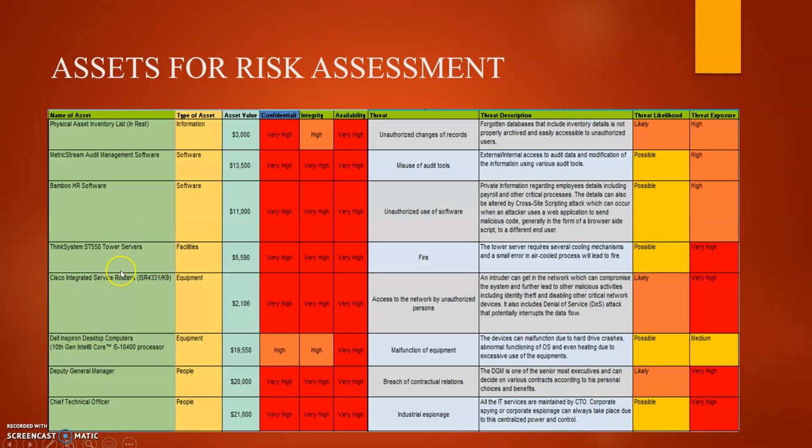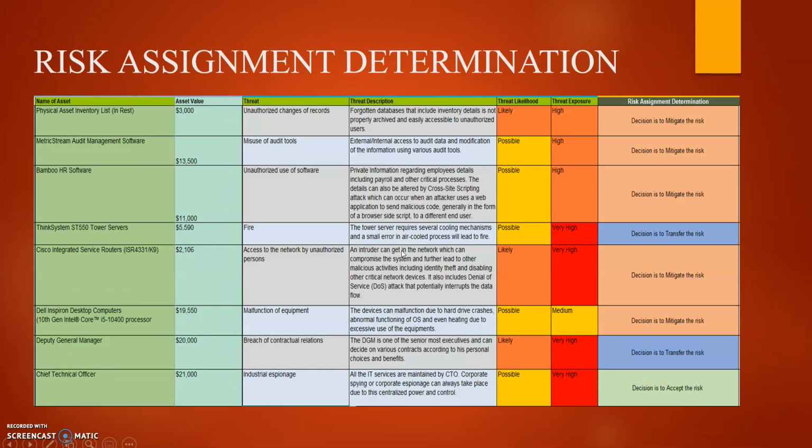Those 18 assets are a further breakdown of the 8 assets, and these assets would be used for all the risk assessment and analysis purposes as well. Here we can see that we have only focused on 8 assets, depending on the type of assets, which can be information, software, facilities, equipment, and people. These are also based on the CIA triad and their impact, which can be high, very high, or low. We can also see various threats and threat descriptions pertaining to these particular assets, their likelihood of occurrence, and the threat exposure as well.